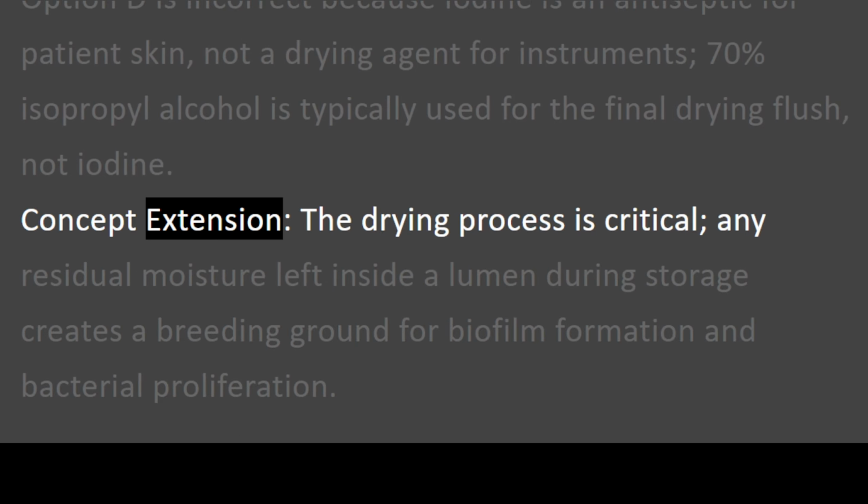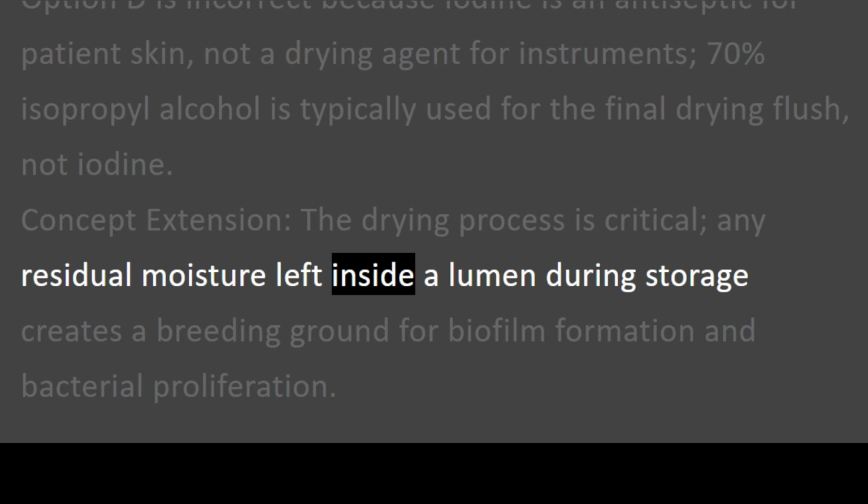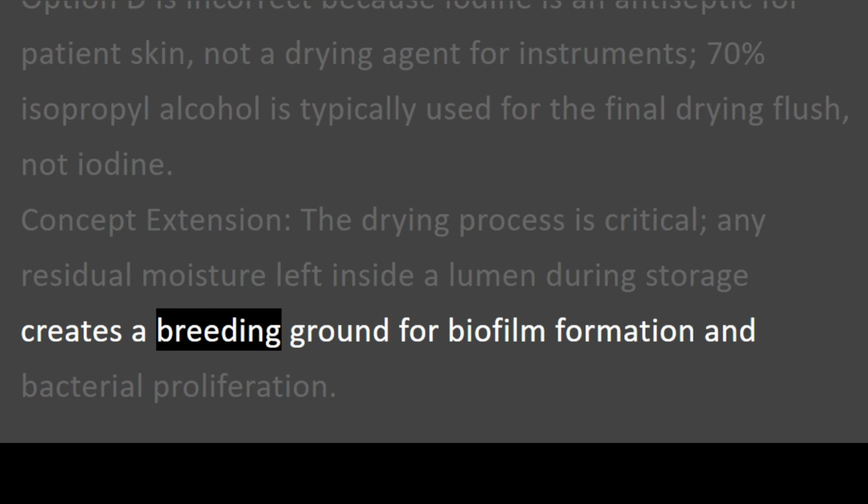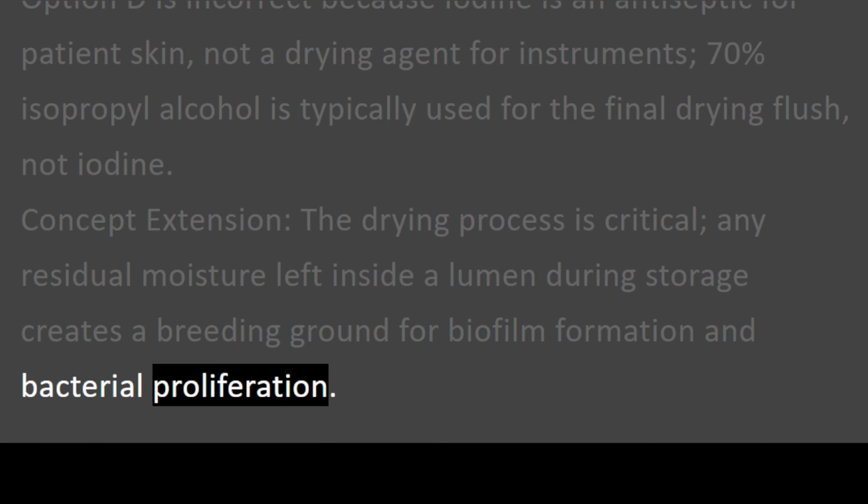Concept extension. The drying process is critical. Any residual moisture left inside a lumen during storage creates a breeding ground for biofilm formation and bacterial proliferation.